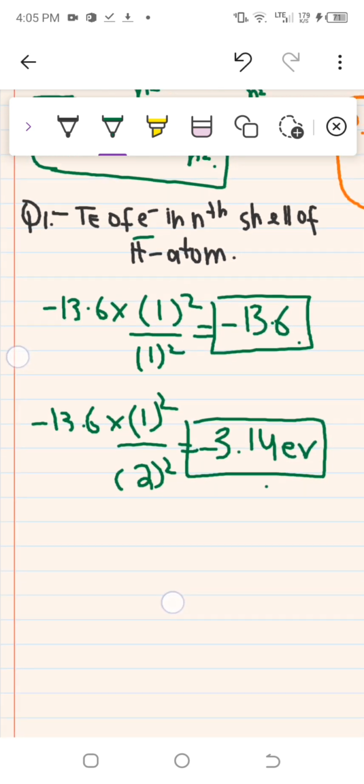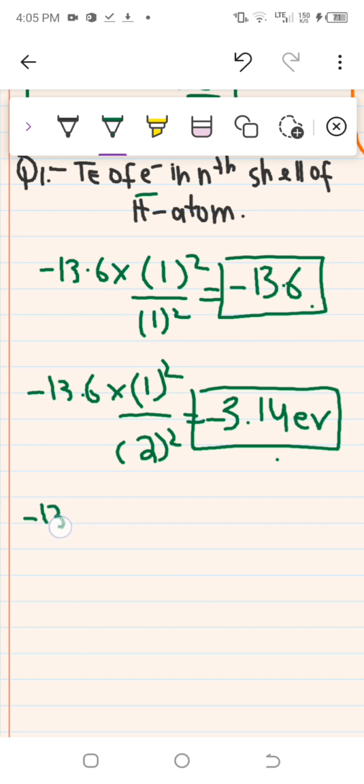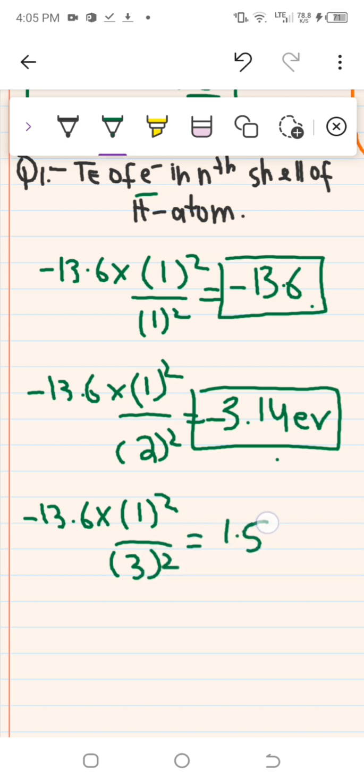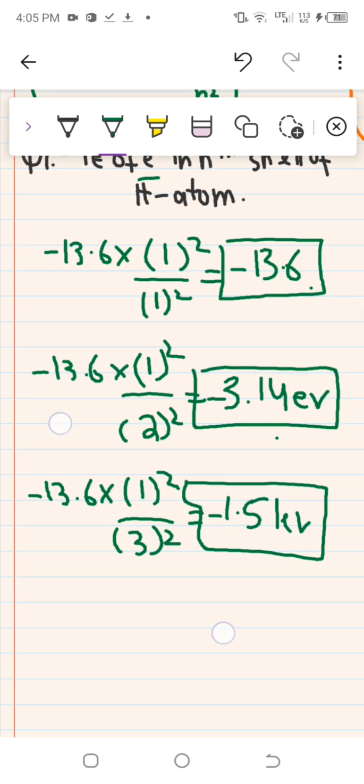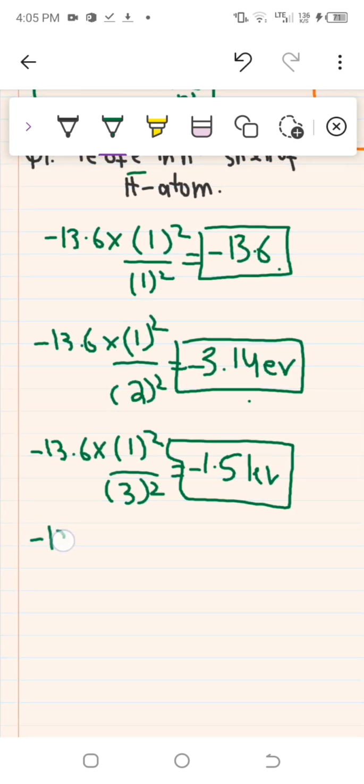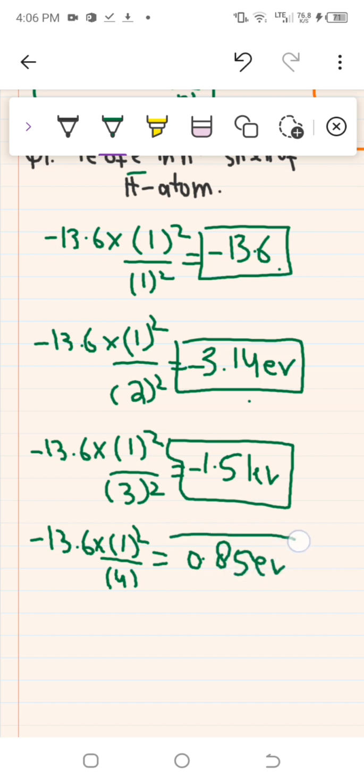Okay, so if I talk about the third orbit, that will be 13.6 into 1 whole square upon 3 whole square, so minus 1.51 electron volt. When you talk about the fourth orbit, that will be minus 0.85 electron volt. So this is how you can see the numbers are increasing: minus 13.6, minus 3.4, minus 1.51, and towards 0. So this is in increasing order.